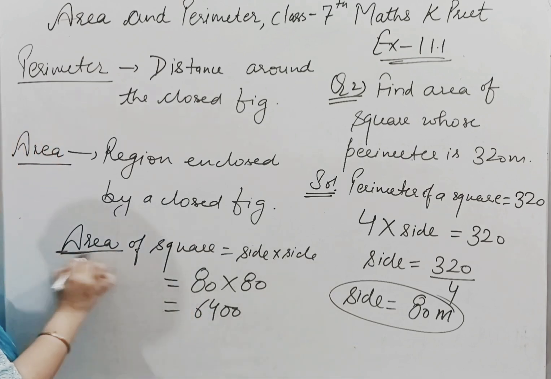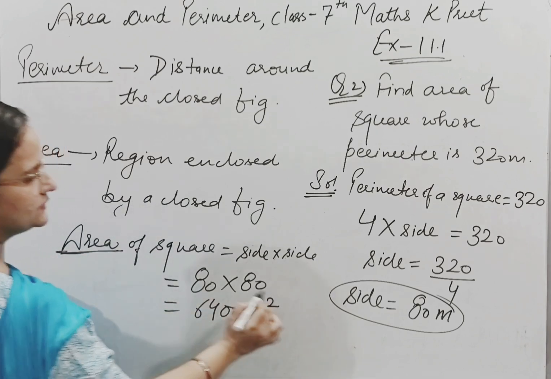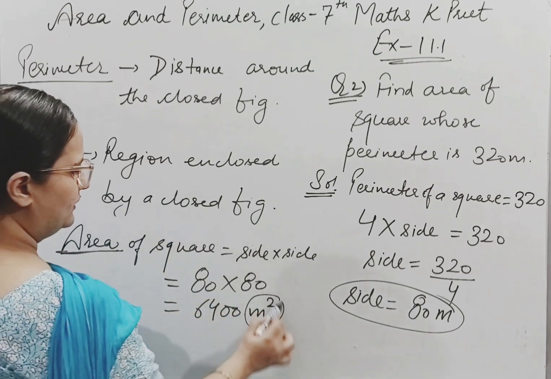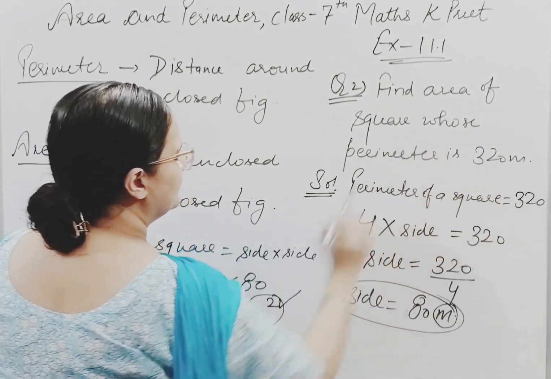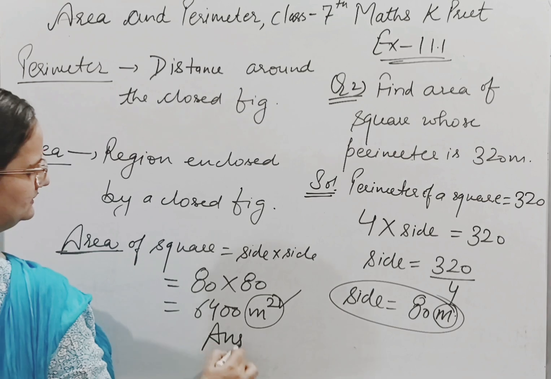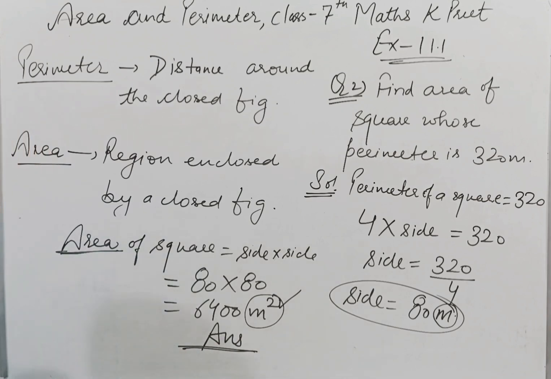6,400. So we are talking about area. We will leave our answer in meter squares. So this is the unit for area. This is the unit for side, which is the same as that of perimeter. So this is the answer for the area of this square.